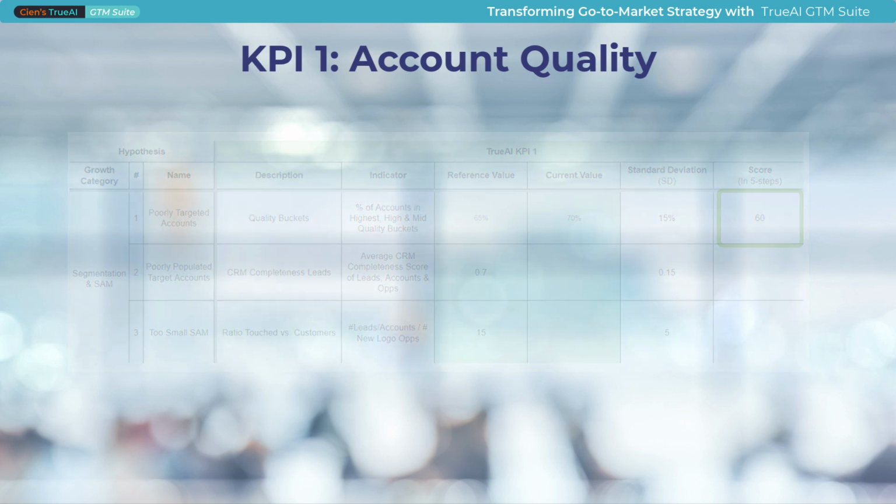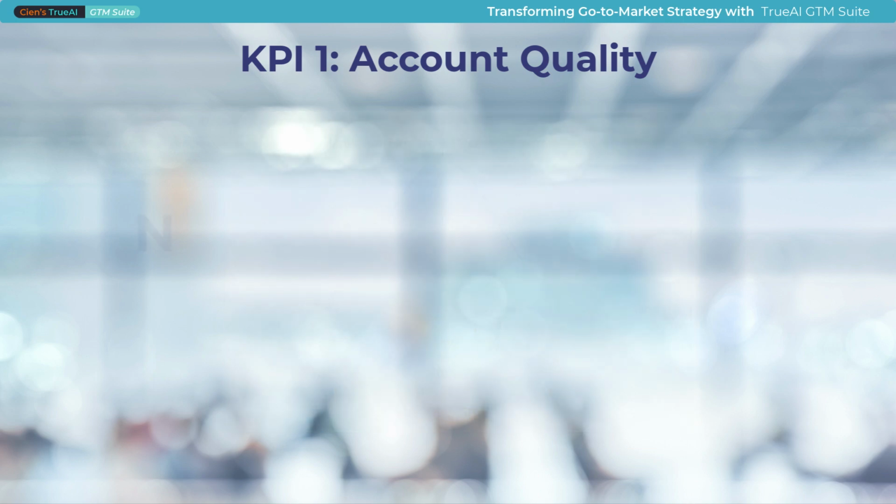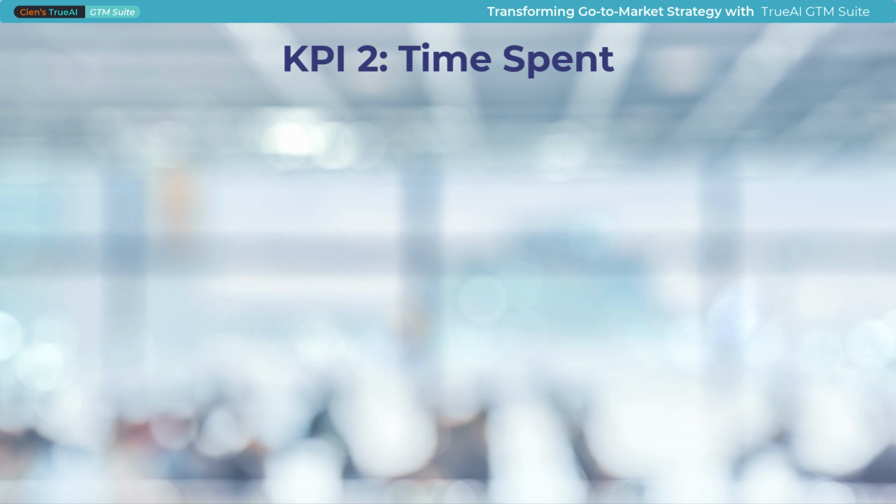So we can now visualize the results as a normal distribution. The industry average for this KPI is 65%, corresponding to a score of 50. The company we are analyzing has a 70% result, which translates to a score of 70. This indicates that leads and account quality is not a problematic area. Next, we move on to TrueAI KPI number 2, time spent.